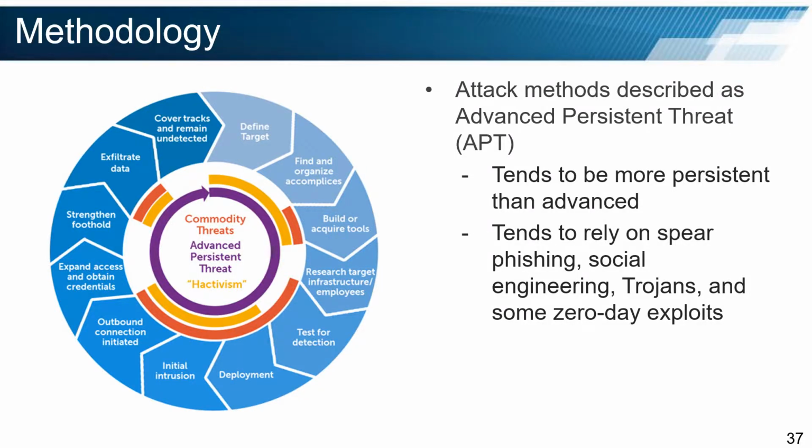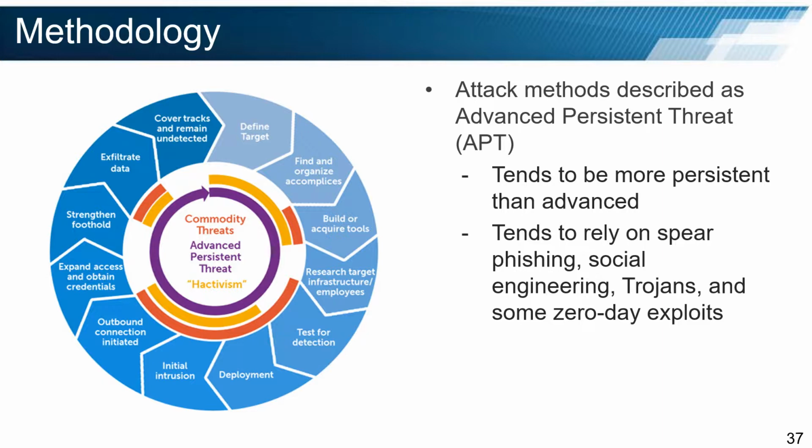Methodology. Overall, the methodology used by Chinese hackers to conduct cyber espionage is largely the same methodology used by hackers and penetration testers the world over. It tends to be more persistent than advanced, with actors taking their time to carefully establish multiple backdoors and ensure their ability to return to compromised networks repeatedly over a period of months and years. Chinese actors tend to rely on spear phishing, social engineering, Trojans, and rarely some zero-day exploits. As in standard hacker methodology, Chinese hackers identify their target and spend a good bit of time researching the target prior to an initial intrusion.